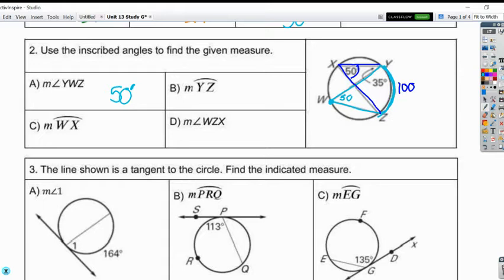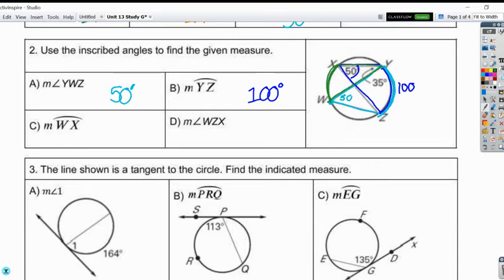So in that process, we actually ended up answering our part B there about arc YZ. Arc YZ is what we found to be the ice cream scoop arc on that angle. Then we are asked in part C to look at arc WX.